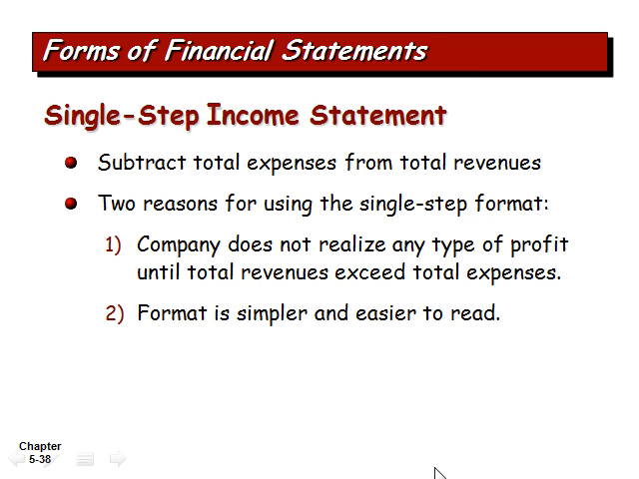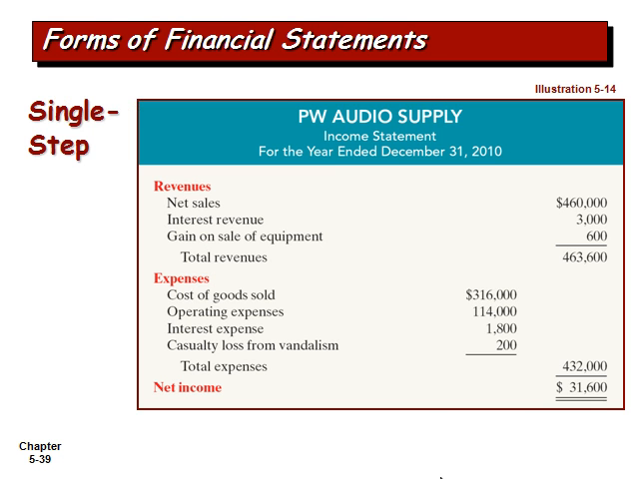The single step income statement just takes total expenses and subtracts them from total revenues. It's easy to do, easy to read. It's just not very customary. Here's an example of a single step: they show all the revenue items, including the interest and the gain on sale of equipment, which are non-operating, and they deduct the expense items, cost of goods sold, operating, and so on, come up with total expenses, and the difference is net income.